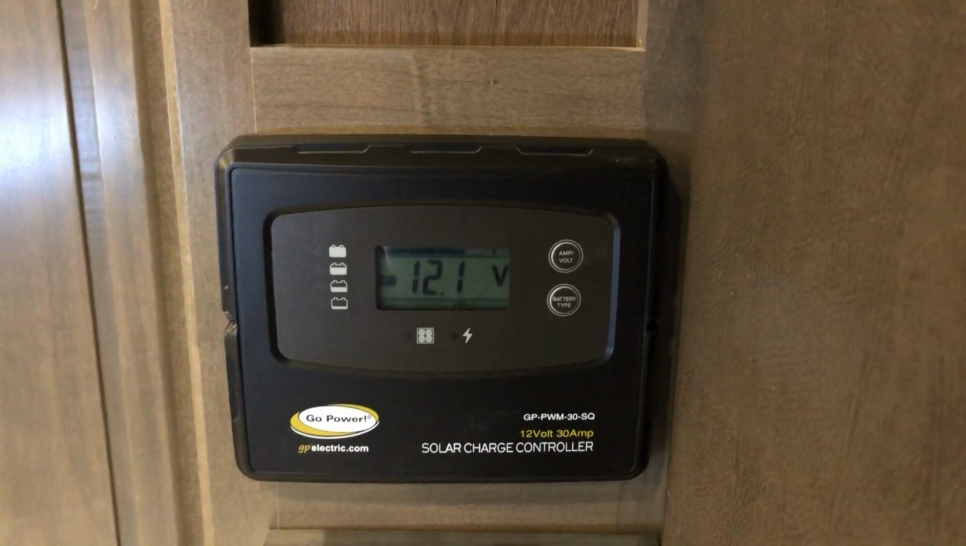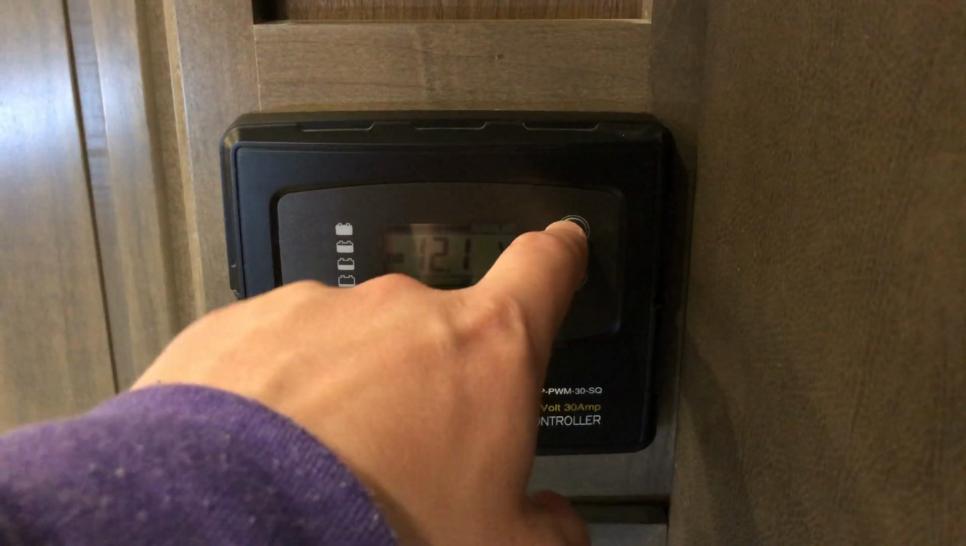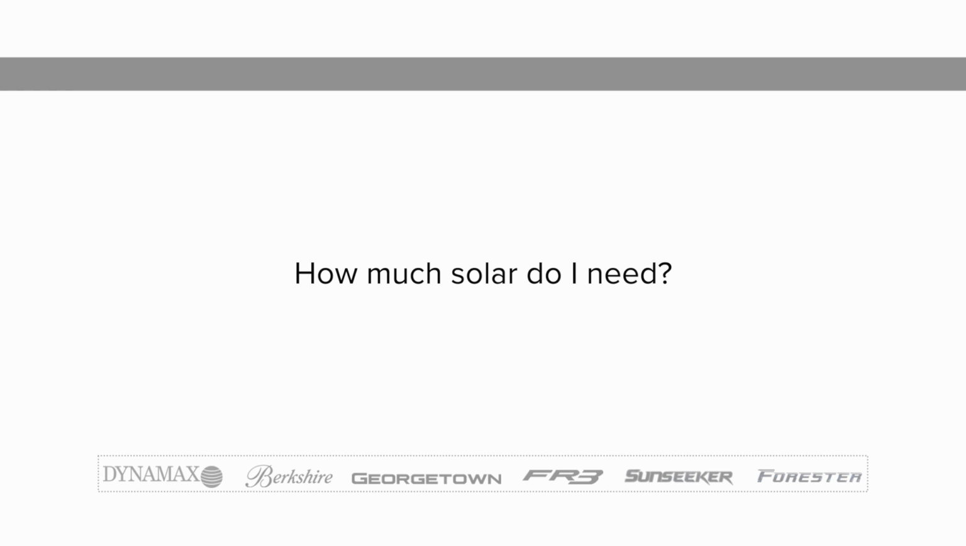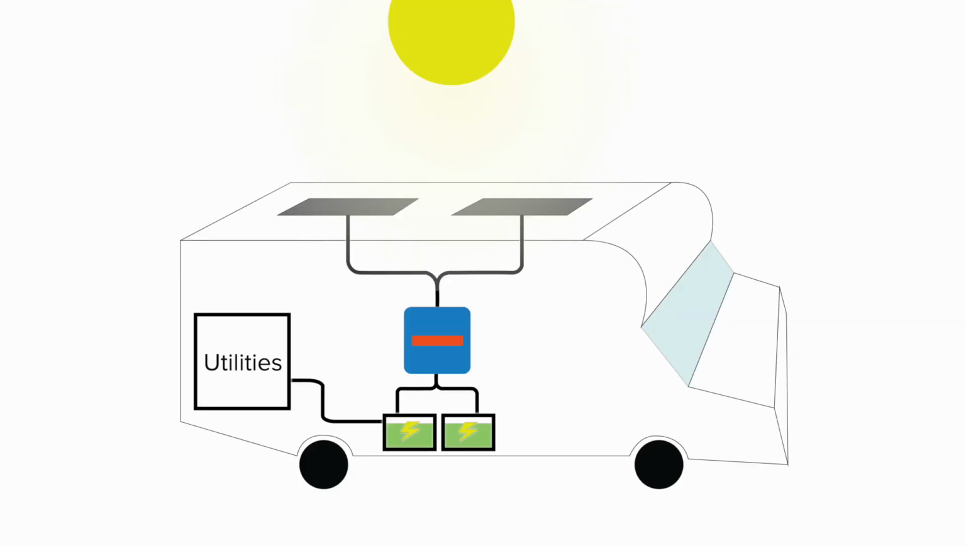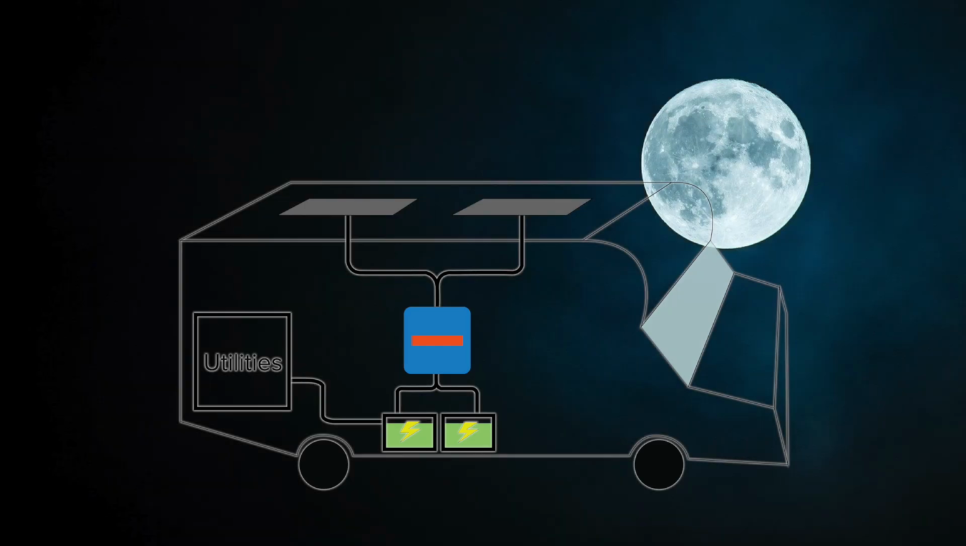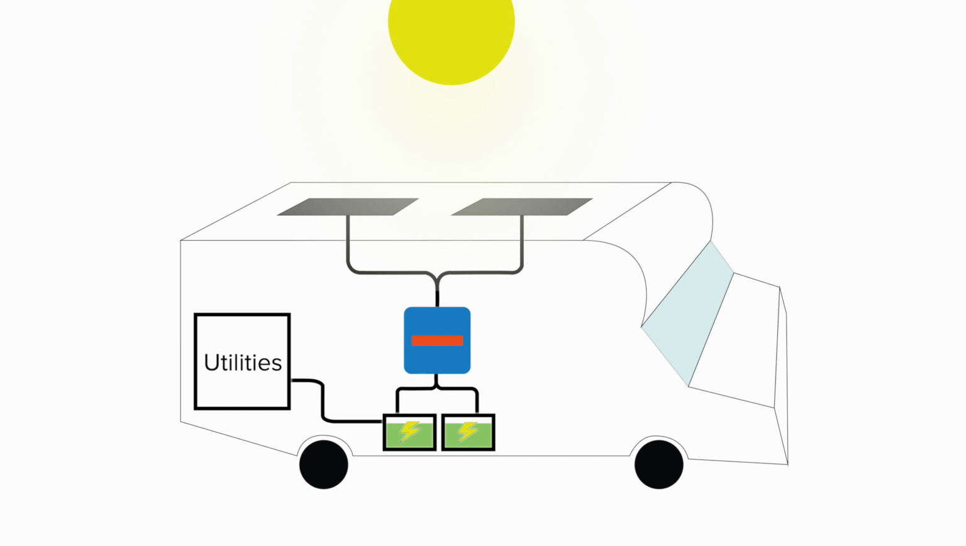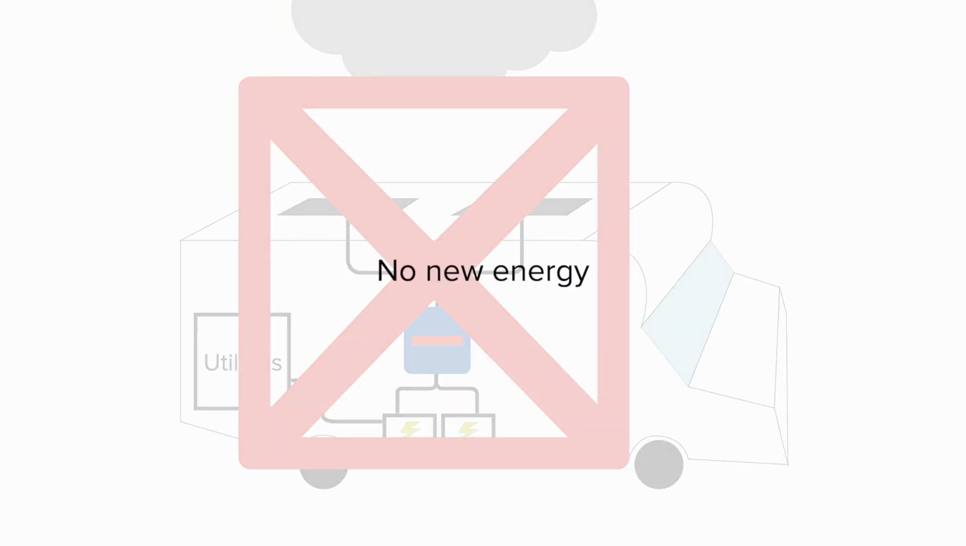So after understanding how solar panels work, the next question is, how much solar do I need? Many variables contribute to answering this question, so it is not cut and dry. Things we cannot control, like the weather or the time of day, are two key variables that affect this answer. If there is no sun, there's no new energy for your panels.